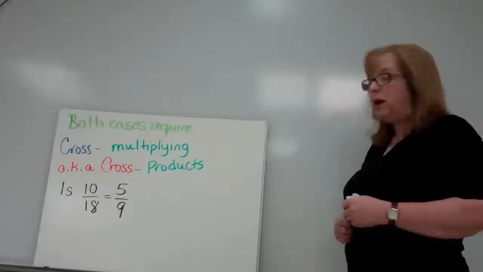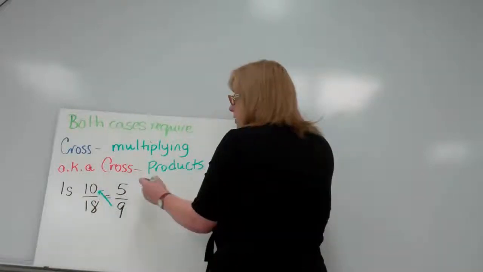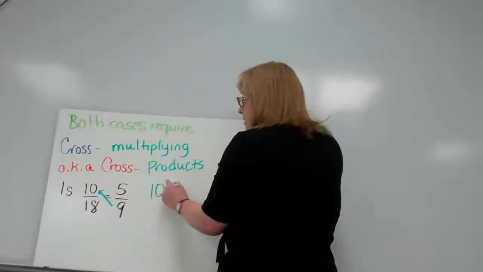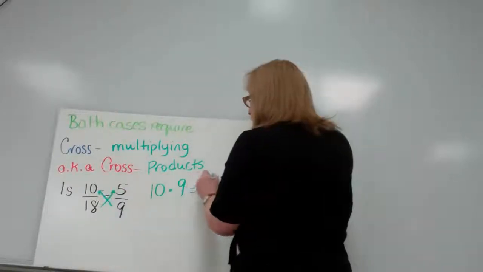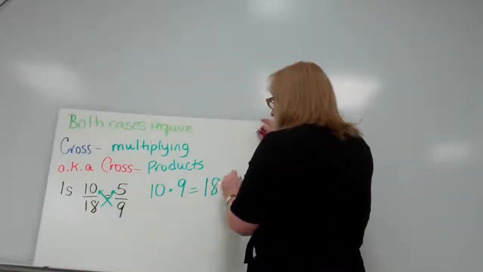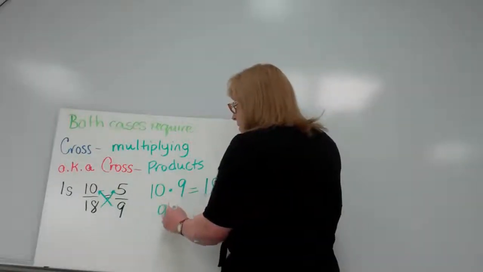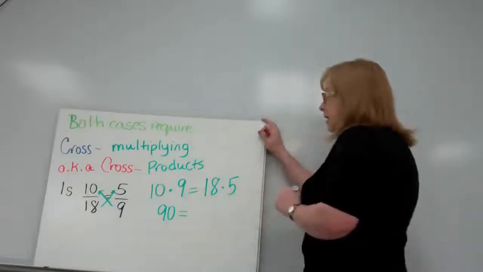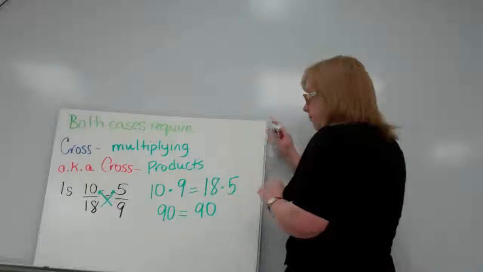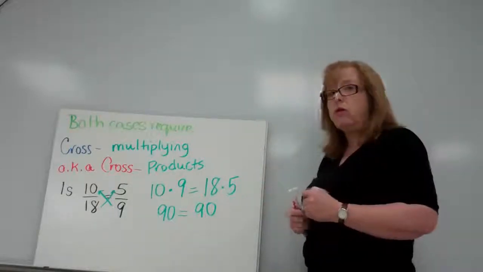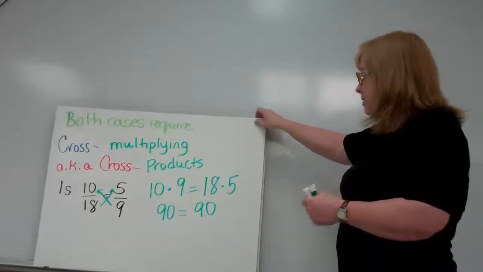To cross multiply, we multiply the denominator of one with the numerator of the other. So we have 10 times 9 is equal to 18 times 5. 10 times 9 is 90, and 18 times 5 is also 90. Okay, so that's how we use cross multiplying or cross products, and that's how you do it.